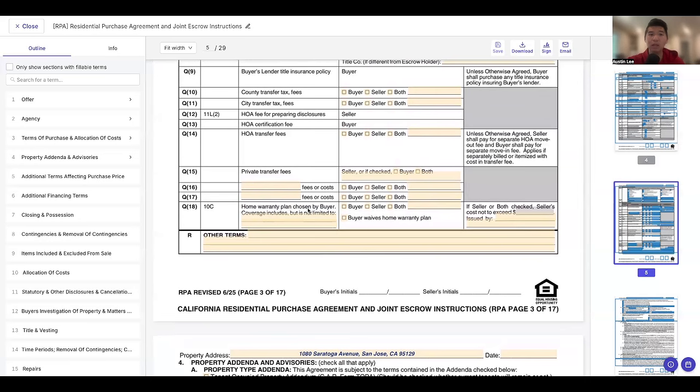Home warranty plan. So as a buyer, you can submit a home warranty plan. This kind of just protects you in case something goes wrong in the house. So you initially buy it for the first few months. And yeah, generally this is something that you can put in your offer as well.